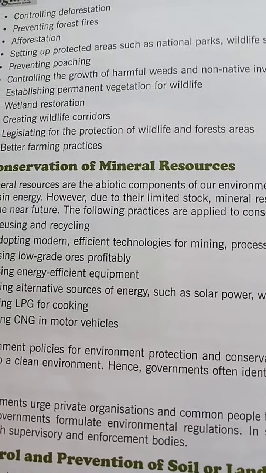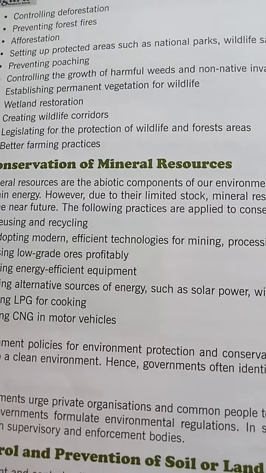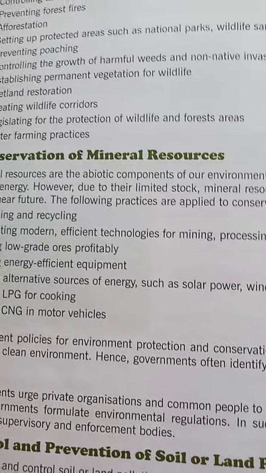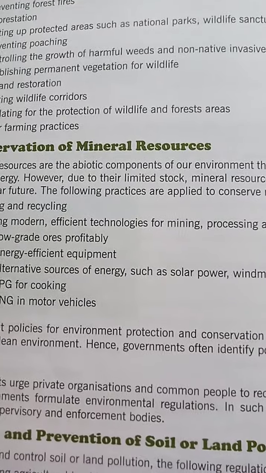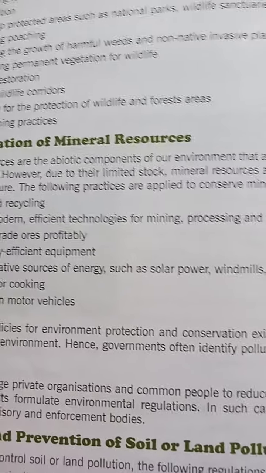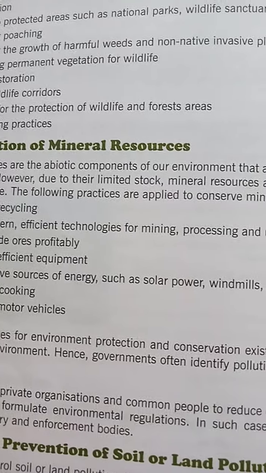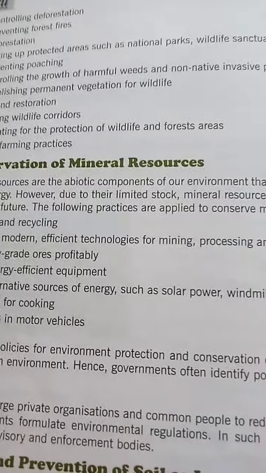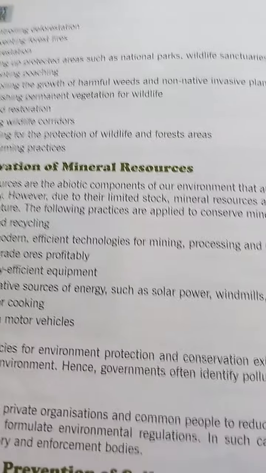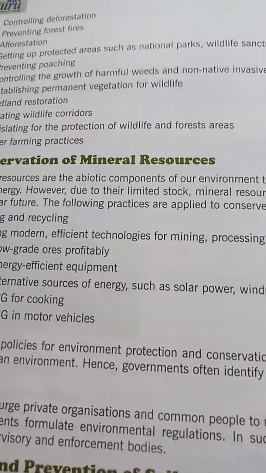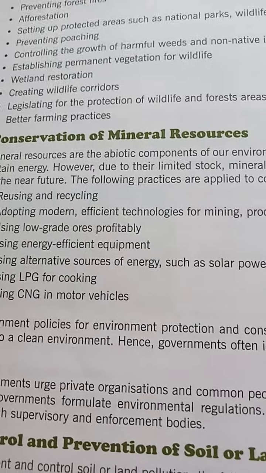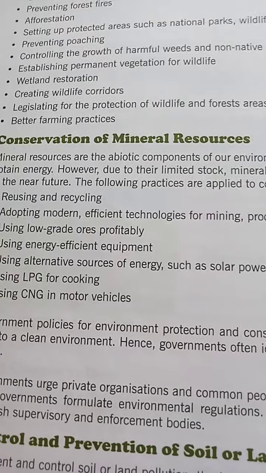Forest and wildlife conservation: how can we conserve the forest? By controlling deforestation, preventing forest fires, then afforestation, saving plants, which means not cutting the plants, setting up protected areas like national parks, wildlife sanctuaries, zoological gardens, preventing poaching, controlling the growth of harmful weeds and non-native invasive plants, then wetland restoration, creating wildlife corridors, and better farming practices. By all these things we can preserve, protect, and conserve the forests.